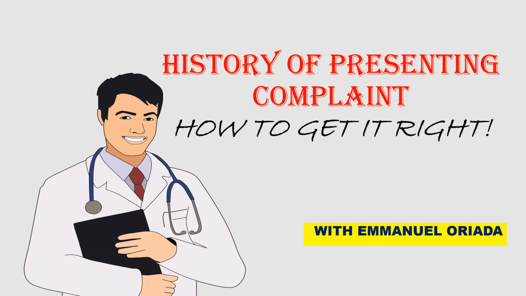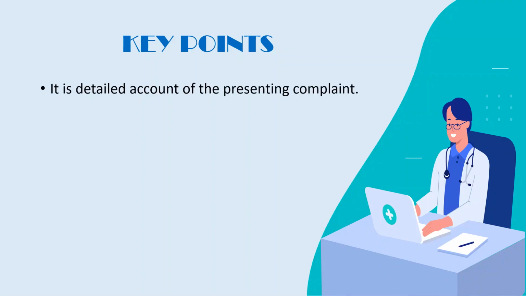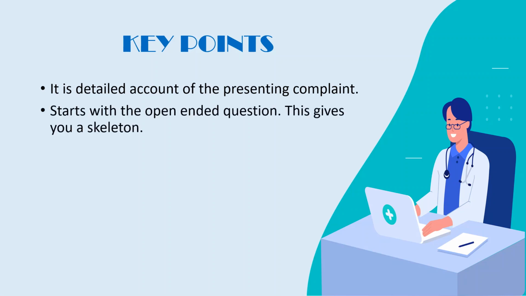Today we're going to be talking about the history of presenting complaint, HPC, and how to get it right. The HPC is a detailed account of the presenting complaint. It starts with the open-ended question. This is the question that you ask when you're obtaining the presenting complaint of the patient. As you listen to obtain the presenting complaint, you should already be picking up main points which are going to act as your skeleton for the history of presenting complaint, so that you don't have to make the patient repeat the whole story over again when you move to the history of presenting complaint.